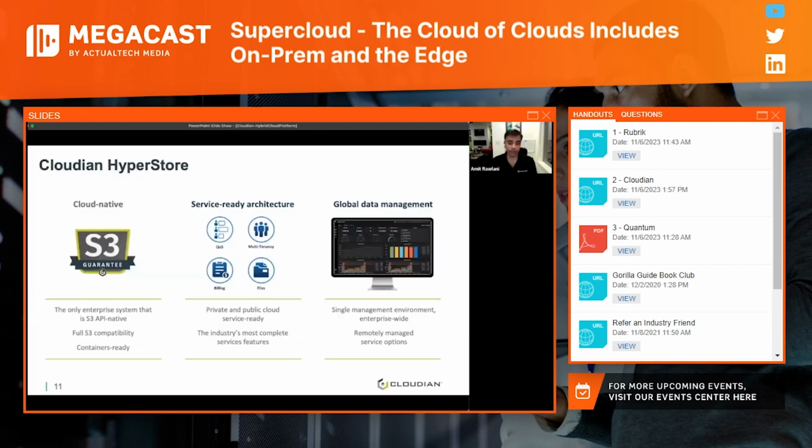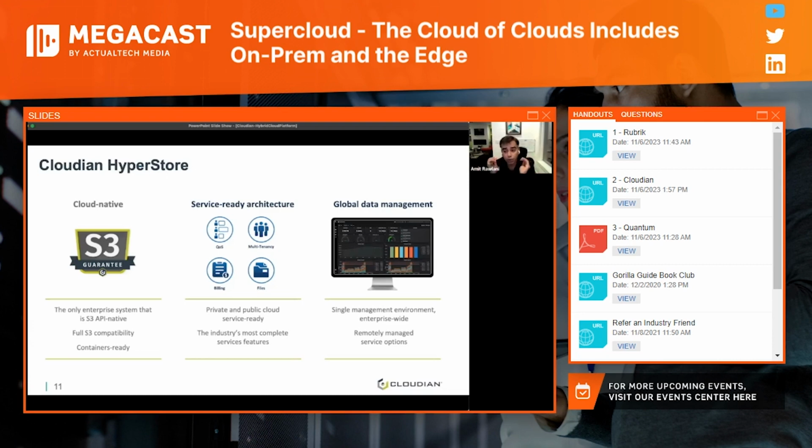That's what Cloudian is, right? And going into some of the features, Cloudian is a truly cloud-native design, right? It is the industry's most compatible S3 APIs. Now, you remember what I talked about is being able to standardize on the de facto language of the cloud, which is the S3 API.